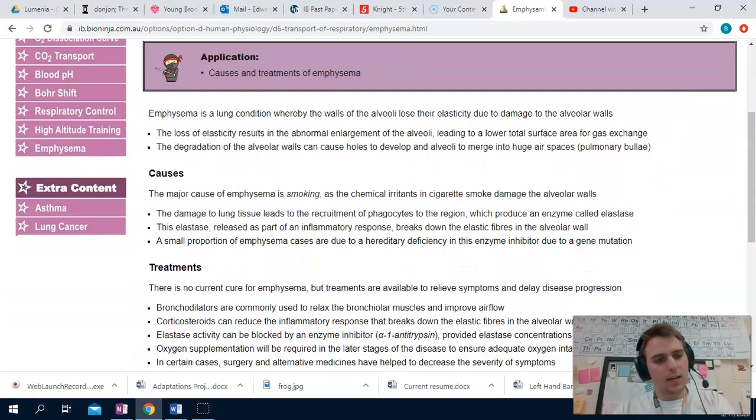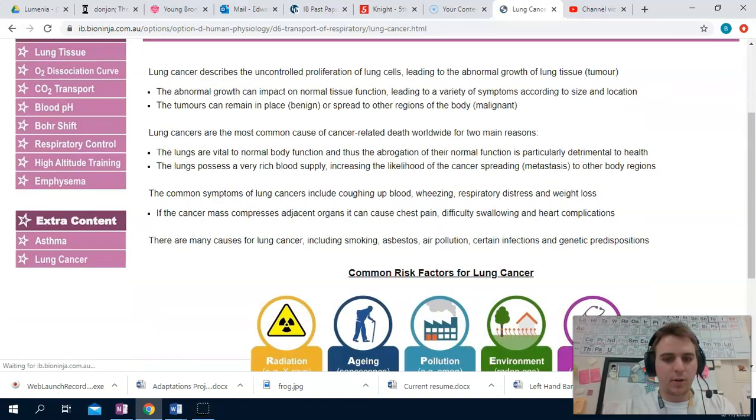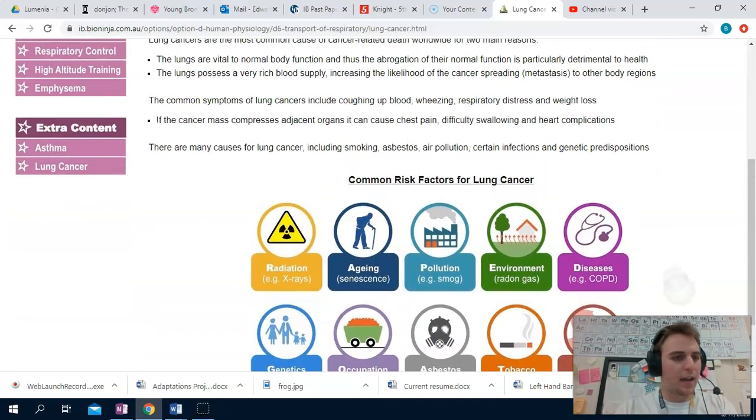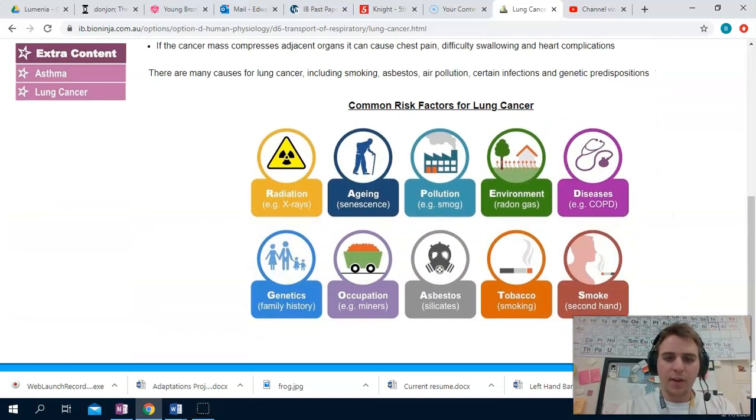Now, the extra content, again, lung cancer we've already spoken about, so I don't really think we need to talk much about that. Okay, just remember the common risk factors. Radiation is one. Unlikely that you're going to be getting that much. Aging, everybody ages. Keep in mind that these are risk factors. It does not mean these cause lung cancer. Okay, keep that in mind. This is just as you've been exposed to these things, or as you get older, you are more likely to develop lung cancer. Pollution, smog, environment.